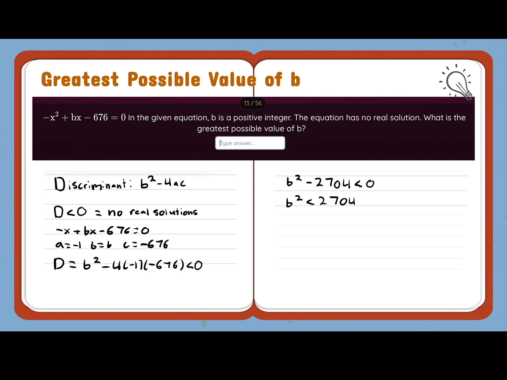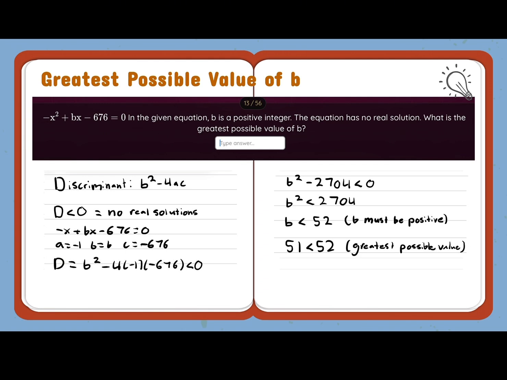So when we solve for b and we square root, you do have to do plus minus b, but in this case, because we're looking for the greatest possible value of b, we only need to look for the positive value, and it also tells us b is a positive integer, so we only need to check for the positive condition. Now, we're looking for the greatest possible value of b, meaning which number matches this inequality. b is less than 52. In that case, it will be 51.